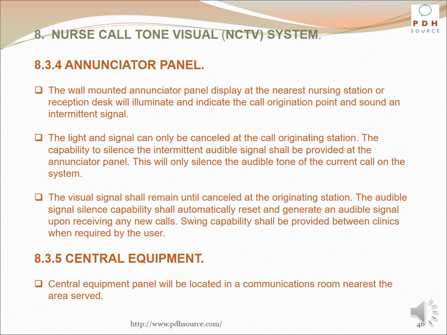The light and signal can only be canceled at the call originating station. The capability to silence the intermittent audible signal shall be provided at the annunciator panel. This will only silence the audible tone of the current call on the system. The visual signal shall remain until canceled at the originating station. The audible signal silence capability shall automatically reset and generate an audible signal upon receiving any new calls. Swing capability shall be provided between clinics when required by the user. Central equipment panel will be located in a communications room nearest the area served.